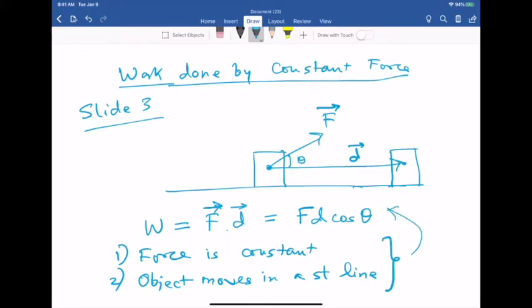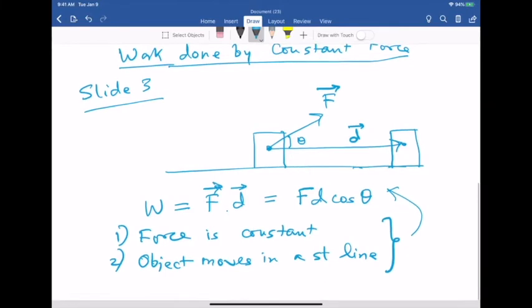All right. The unit of work is a joule in the SI system. And what is a joule? Work is force multiplied by distance. So force is in newtons, distance is in meters. So Newton times meter is defined as a joule. All right. You'll see later on that joule is also the unit of energy.